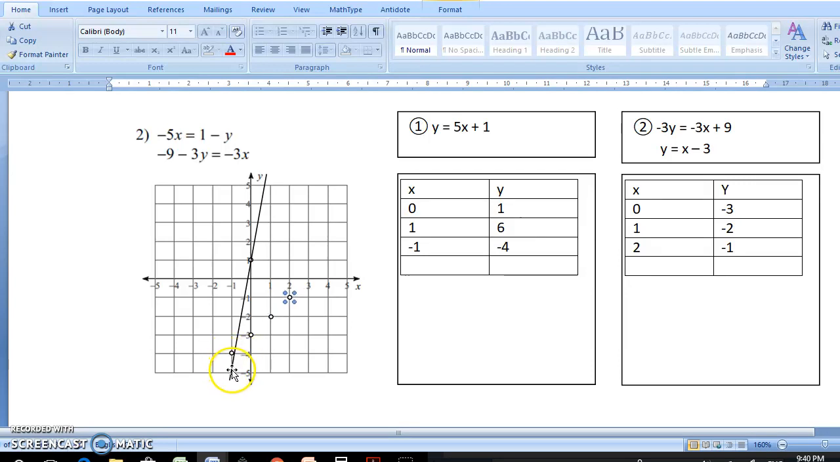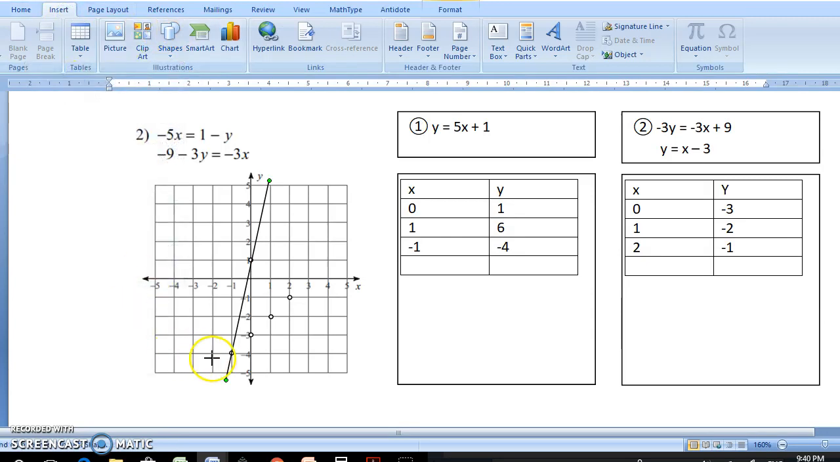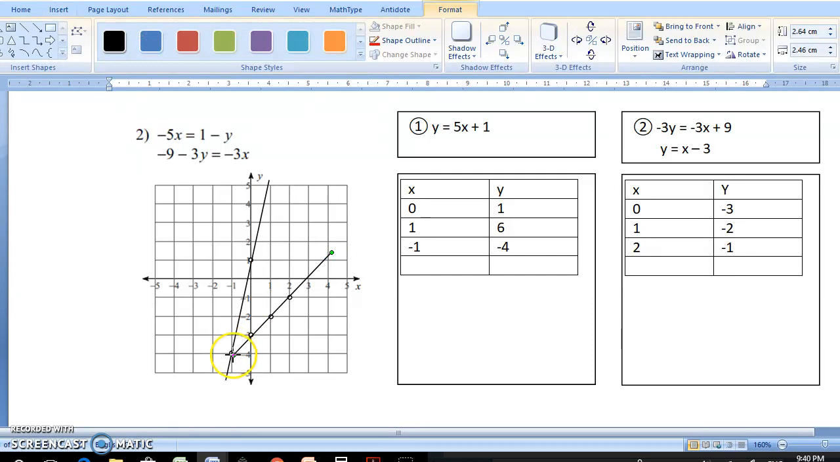2 and negative 1. Let's fix this line up here. I need to move it a little bit. What I'll do is I'll put in a new line. My second line, that goes here. Like that. And this was graphed a little bit better, maybe like this.